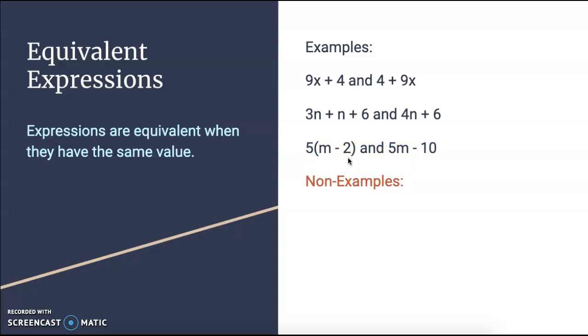Okay, some non-examples or expressions that are not equivalent would be like these: y minus 8 and 8 minus y. Okay, those look the same, but if we look closer, the coefficient on this y is a positive 1. The coefficient on this y is a negative 1 because of that minus, so those aren't the same. And this constant is negative 8 because of the minus sign, but this constant is positive 8 because there's no negative in front of it. So these are not equivalent.